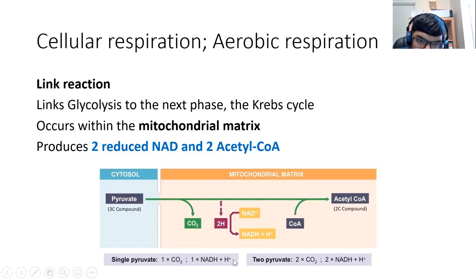And these 2 points here are summarized real quick. 2 pyruvate molecules. So remember, as I mentioned, glucose is 6 carbons. So for every 1 glucose molecule, we get 2 pyruvate molecules. And so for every 2 pyruvate molecules, we get 2 acetyl-CoA. So for 2 pyruvate molecules, we get 2 moles of carbon dioxide and 2 moles of reduced NAD.